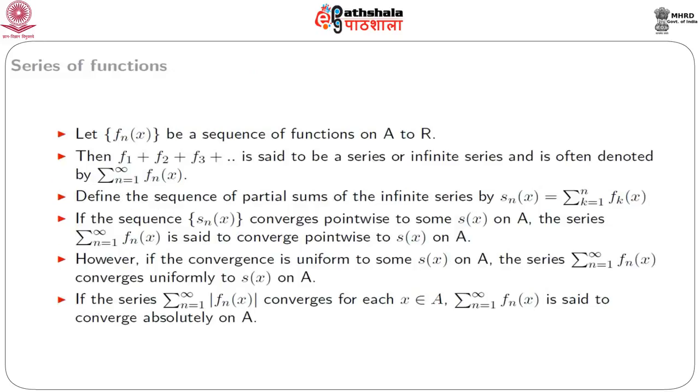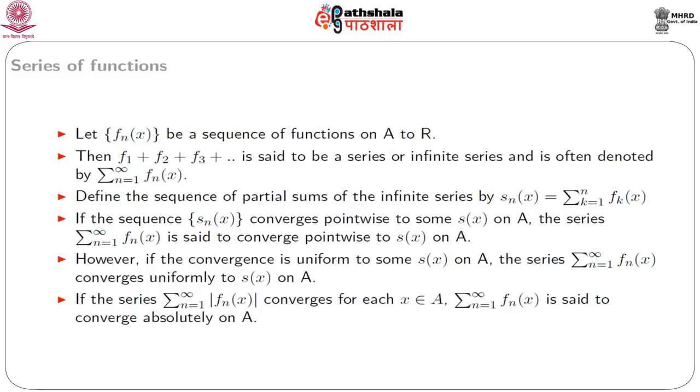Let fn(x) be a sequence of functions on A to R, then the sum f1 plus f2 plus f3 up to infinity is known as a series or infinite series and is often denoted by summation n from 1 to infinity fn(x). Define the sequence of partial sums of the infinite series by Sn(x), which is defined as summation k from 1 to n fk(x). If the sequence Sn(x) converges pointwise to some function s(x) on A, the series summation fn(x) is said to converge pointwise to s(x) on A.